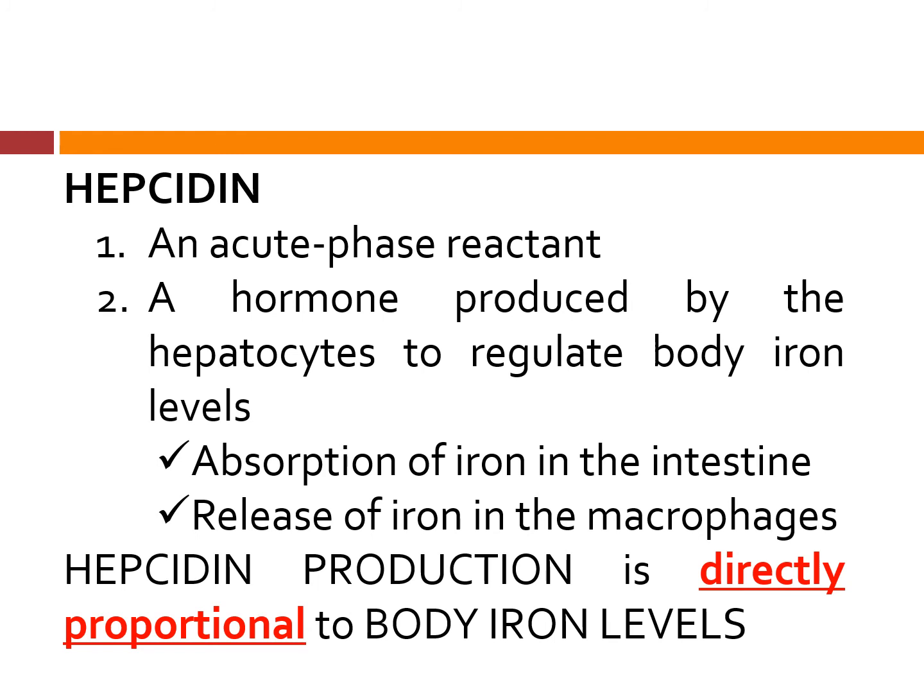Hepcidin is also an acute phase reactant, and it is a hormone produced by hepatocytes to regulate body iron levels. It regulates the absorption of iron in the intestine, and also the release of iron from macrophages. Hepcidin production is directly proportional to our body iron. When your iron increases, it will also increase. When your iron decreases, it will also decrease.